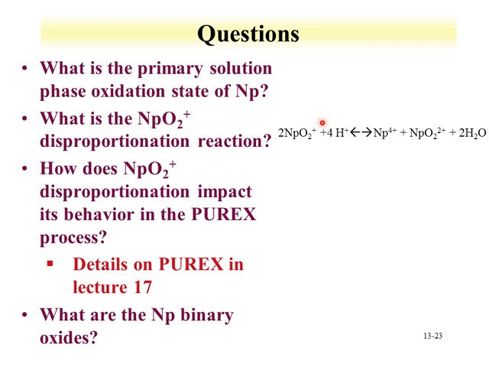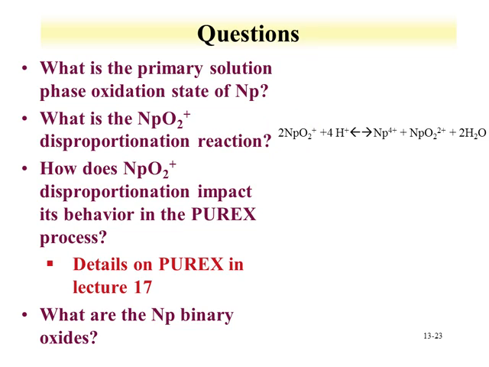We have 2 neptuniums in the 5 state going to a 4 and a 6, so there's no net change in overall oxidation state. This is also a condition that one can evaluate to determine how to keep neptunium-5 stable in solution. One would be to not store it under acidic conditions and try to keep the concentration low.